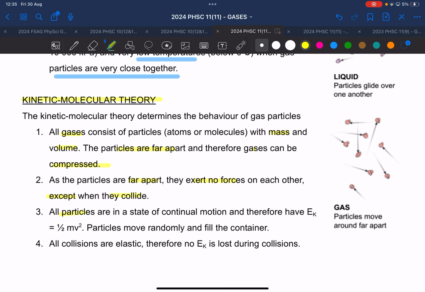Then all the particles are in a continual state of motion and therefore have EK. Zara, what does EK stand for again? Kinetic energy. They have kinetic energy, that is movement energy. Okay, and they will move randomly and they will fill the container. Move randomly, they don't have a specific road, they will move wherever they want to go. And fill the container, that happens due to diffusion.